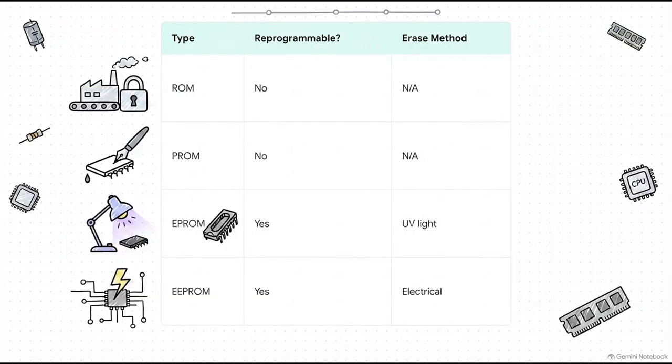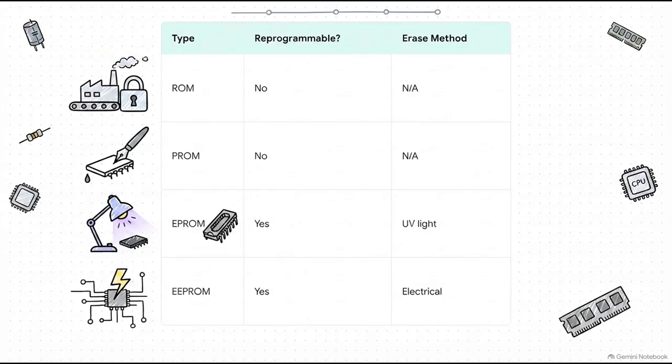Now, the evolution of ROM is actually super fascinating. Back in the day, standard ROM was set at the factory. You could never change it. If there was a bug in the code, you literally had to throw the whole chip away. So engineers came up with PROM, which allowed system builders to write the data once. But what if you need an update later? Enter EPROM. You could erase this one, but you actually had to take the chip completely out of the circuit and shine ultraviolet light on it.